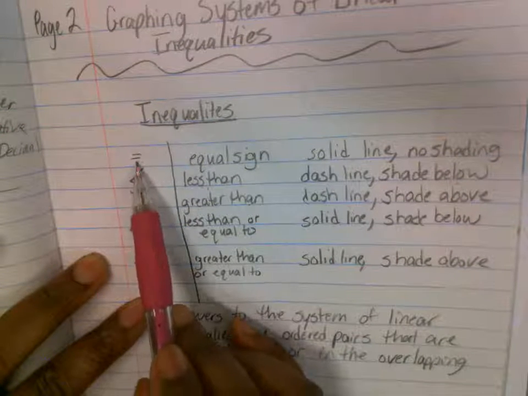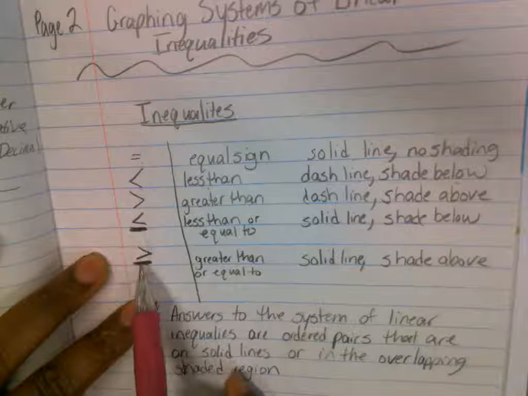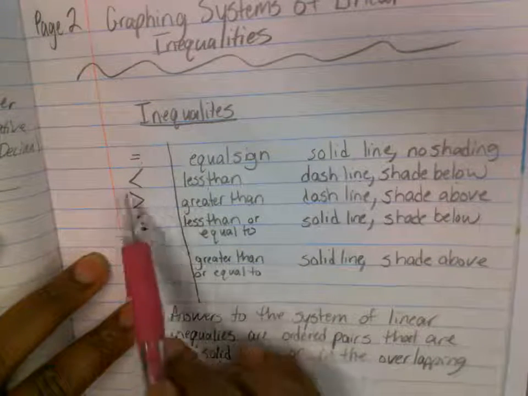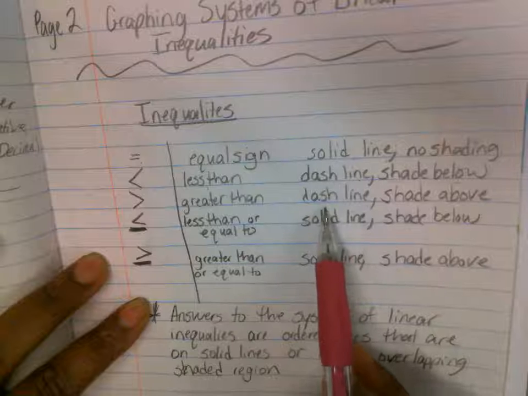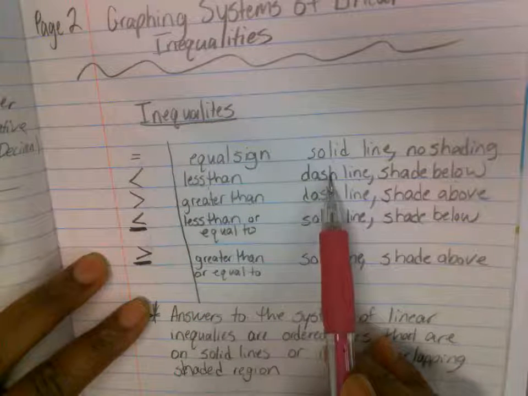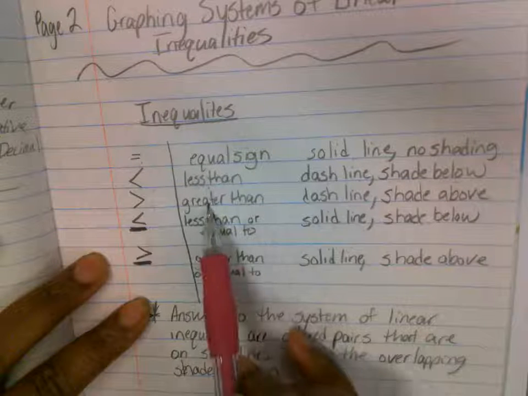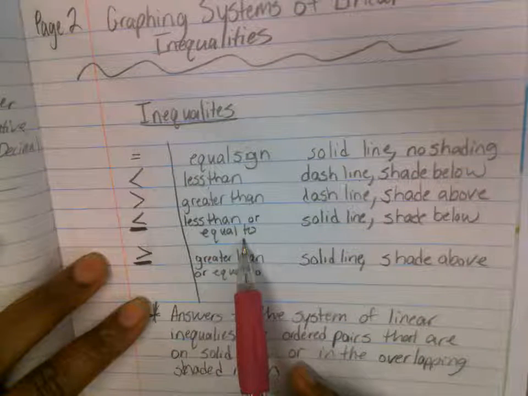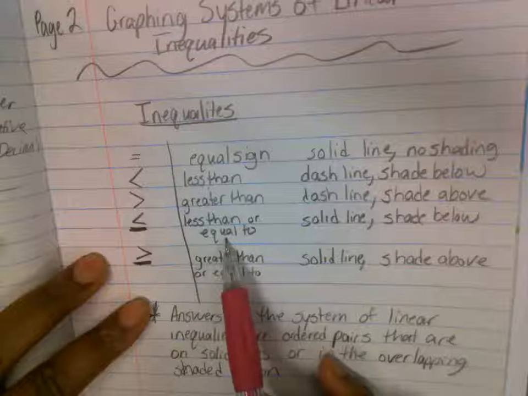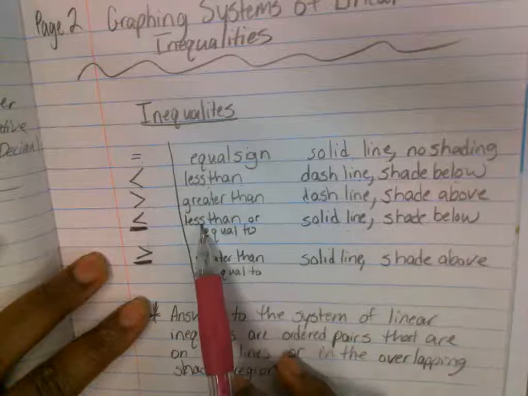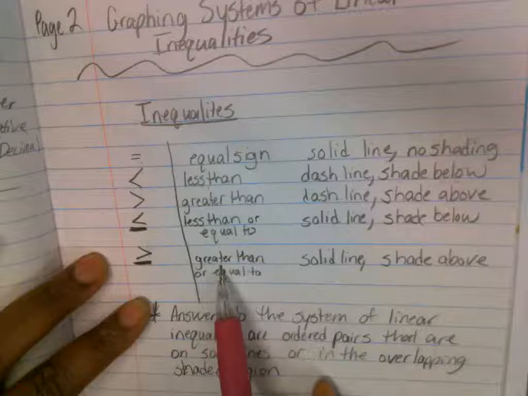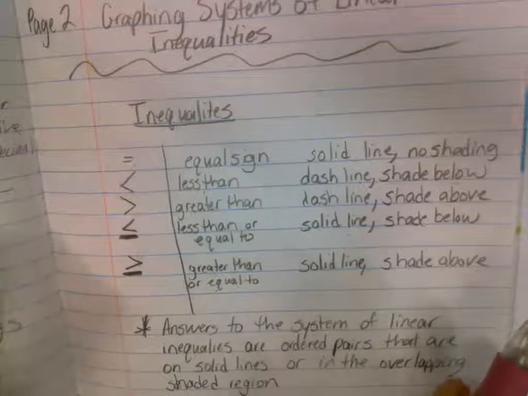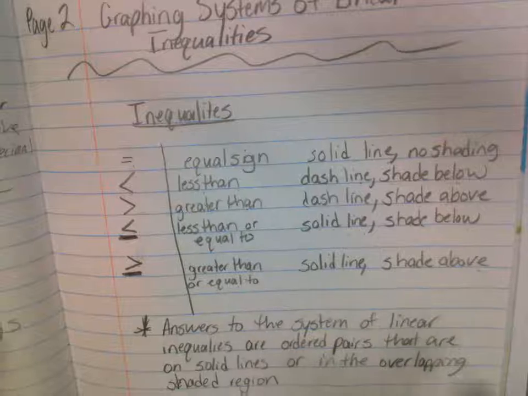Okay. When there's an equal sign or equal to, like these inequalities here where there's equal to, the lines are going to be solid, just like the equal sign. When there's no equal to, the lines are going to be dashed. So less than has a dash line and you shade below. Greater than is a dash line and you shade above. Less than or equal to is a solid line because it's equal to, and you shade below because it's less than. Greater than or equal to, that means it's a solid line, and you shade above. So we keep those things in mind as we are graphing inequalities.